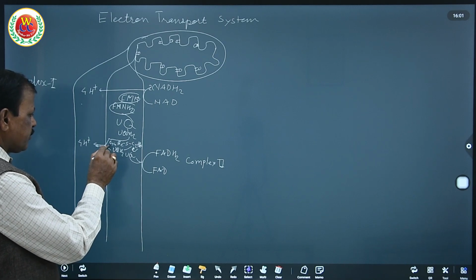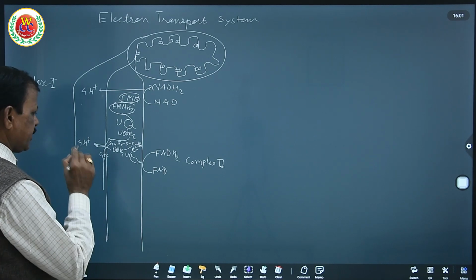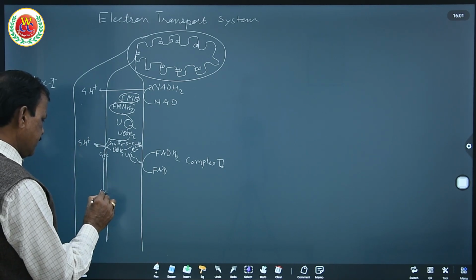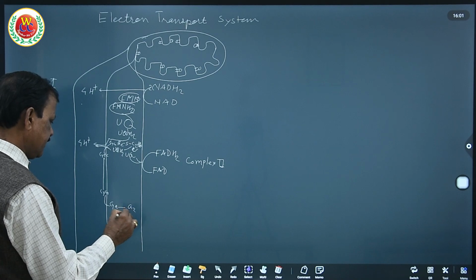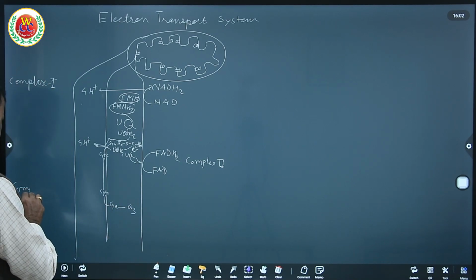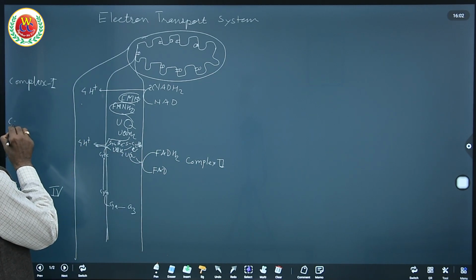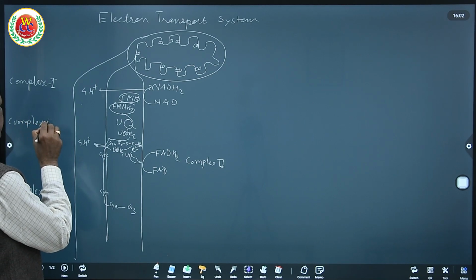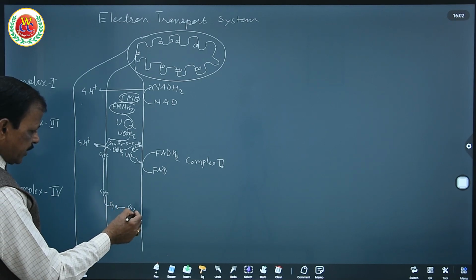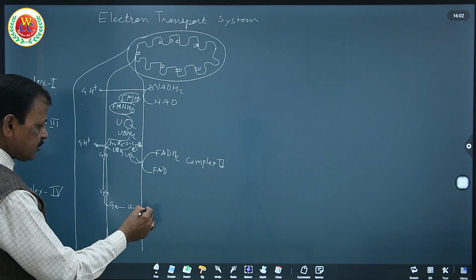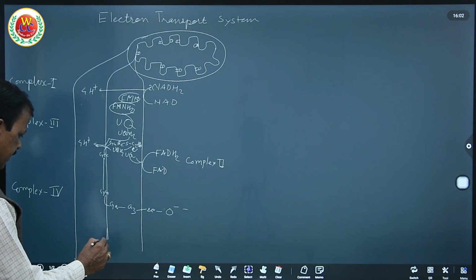Now further, this electron from cytochrome C1 is transferred to cytochrome C. So here, cytochrome C to cytochrome A to A3. This is complex 4. This was complex 2 and this, suppose, was complex 3. So when the electron reaches cytochrome A to A3, it is released inside. These 2 electrons are utilized to ionize oxygen and combine with the protons that are transported through.